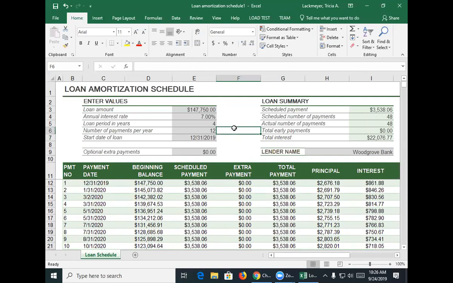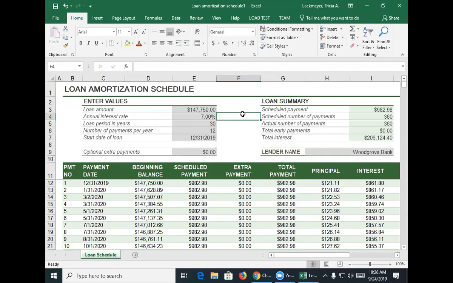So it gives me a new payment amount. It recalculates all of that. It tells me my total interest paid. It tells me everything. The cool thing is, say this was a mortgage. So it was probably more than 4 years, right? Say it's 30 years. So our mortgage every month is $982.98. It tells you our interest and all that. 7% is kind of a high mortgage rate, but we'll go with it for fun.